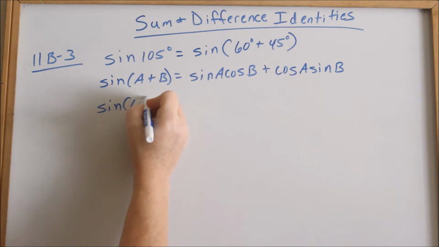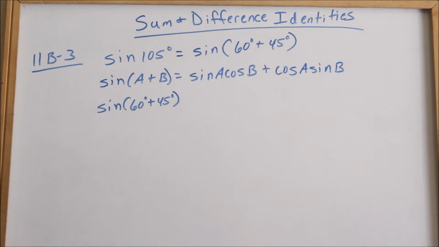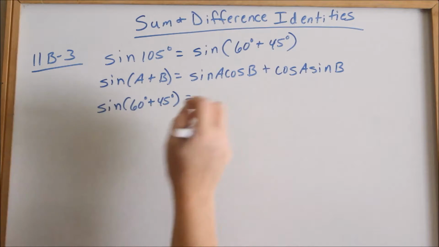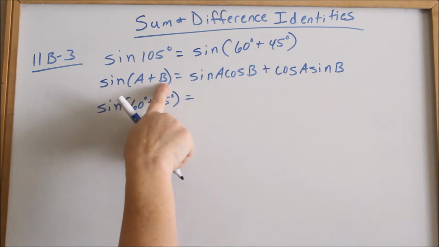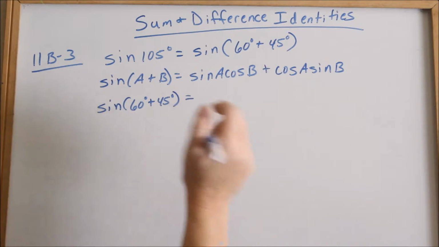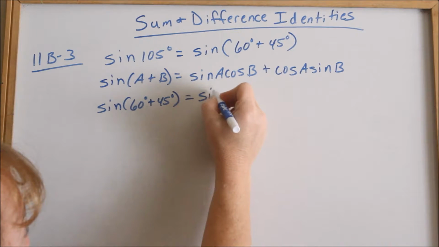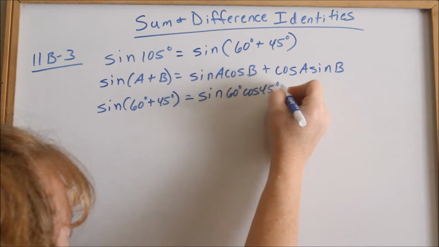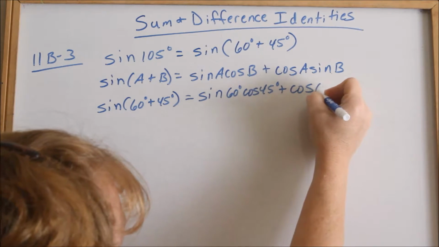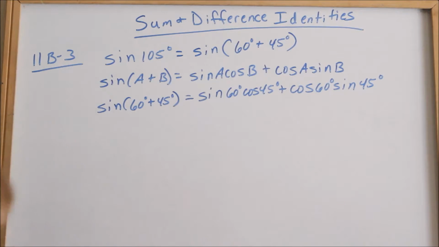Okay, so we basically have sine of 60 degrees plus 45 degrees. 60 and 45 are both in quadrant 1. Everything is positive in quadrant 1. So all I'm doing is replacing everywhere I see an A with 60 degrees, and everywhere I see a B with 45 degrees. So sine of 60 degrees plus 45 is sine of 60 degrees times cosine of 45 degrees plus cosine of 60 degrees times sine of 45 degrees.